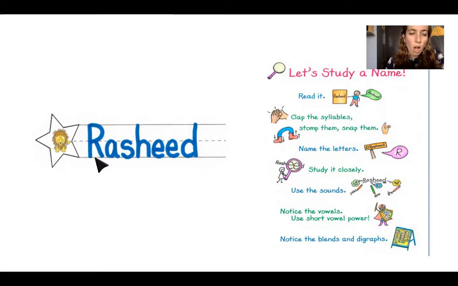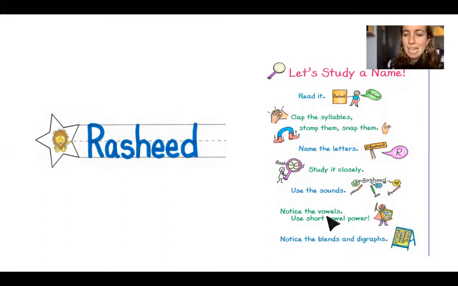R-A-S-H-E-E-D, Rasheed. How many letters do you see in Rasheed? Yeah, there are 7 letters in Rasheed. 1, 2, 3, 4, 5, 6, 7. 7 letters. Now let's zoom in and study the letters closely. You can pretend to put on binoculars to really zoom in on Rasheed. I'm noticing that there's 2 E's right next to each other in Rasheed that are working together as a vowel team to make the E sound.